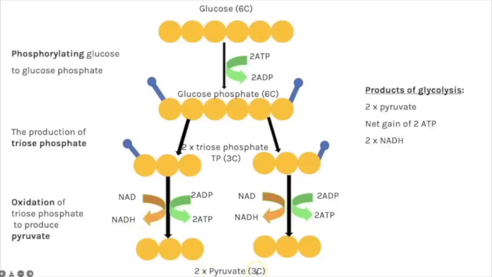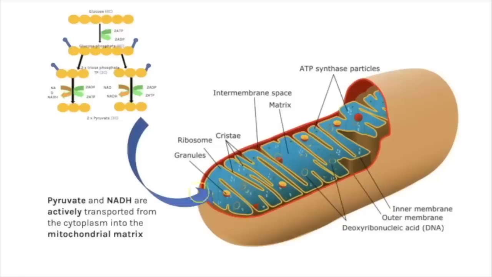So at the end we have 2 molecules of pyruvate, a net gain of 2 ATP, and what we mean by that is, although we've made 4 ATP molecules in this stage, we had to use 2 at the beginning. So overall, we've created 2. We've also made 2 reduced NAD. So that pyruvate that has been created and the reduced NAD, they are needed in the next stages, which is within the mitochondrial matrix. So they have to be actively transported into the mitochondrial matrix, ready for the link reaction.